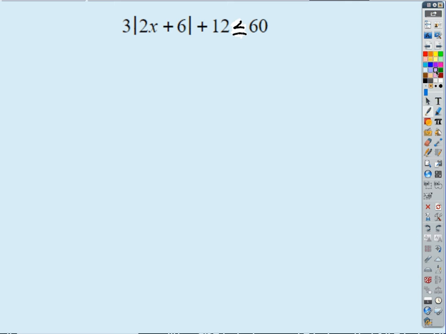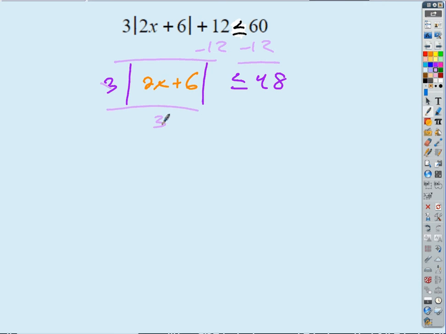Subtract 12, or you're going to tell me that. Subtract 12. So then I get 3 times the absolute value is less than or equal to 48. Divide by 3. And so that's going to give me the isolated absolute value is less than or equal to 16.